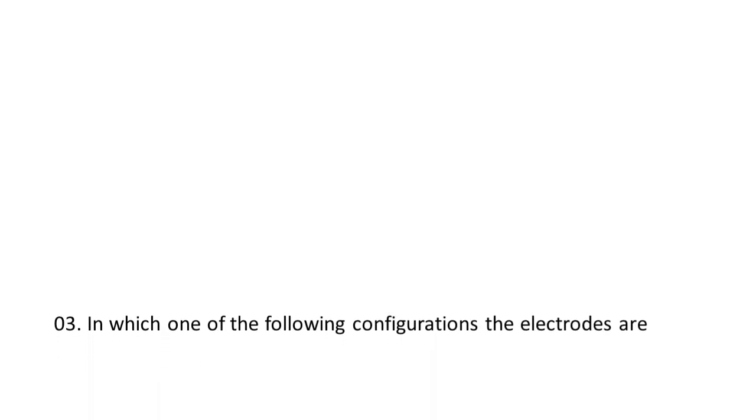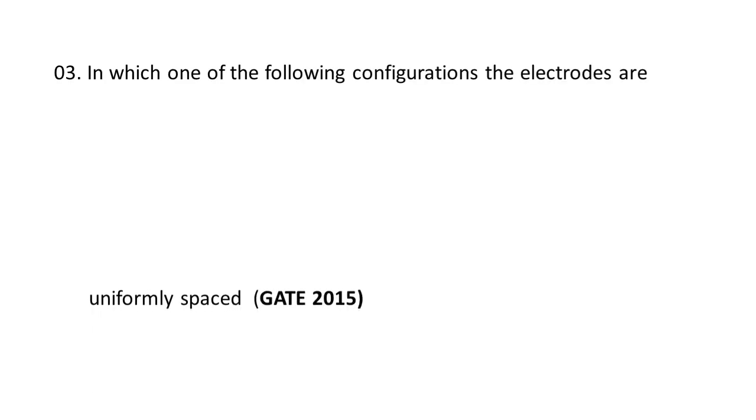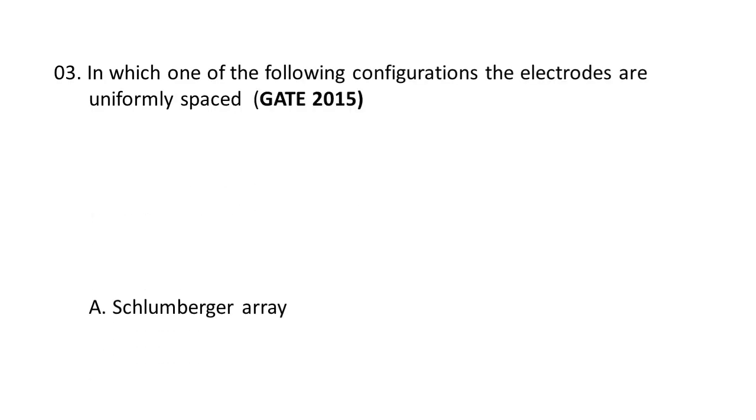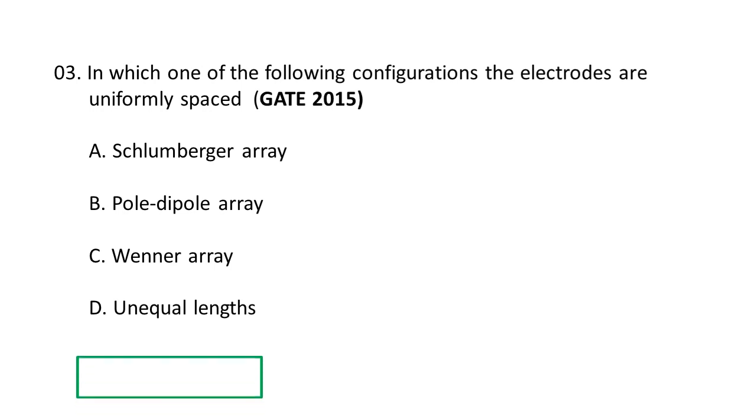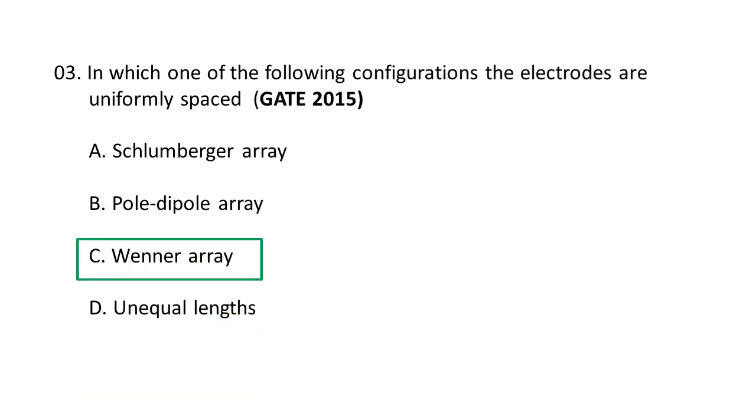Next question. In which one of the following configurations are the electrodes uniformly spaced? Choices are A. Schlumberger array, B. Pole dipole array, C. Wenner array, D. Unequal lengths. The correct option is C. Wenner array. In Wenner array, the electrodes are uniformly spaced. A Wenner array is made up of 4 electrodes that are in a line and are equally spaced, and the outer 2 electrodes are the current electrodes and the inner 2 electrodes are the potential electrodes. So C. Wenner array is the correct answer.